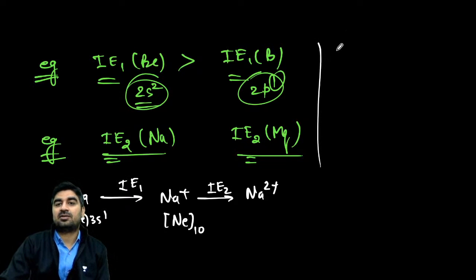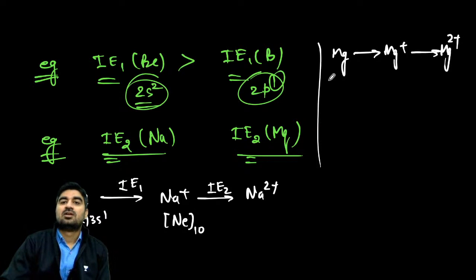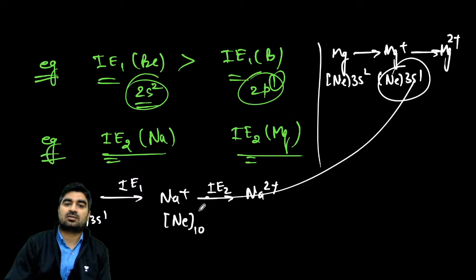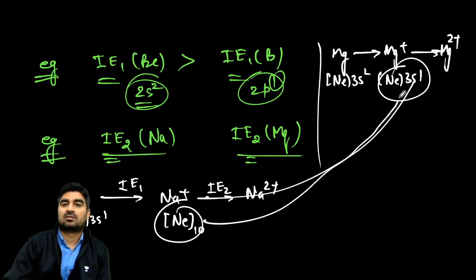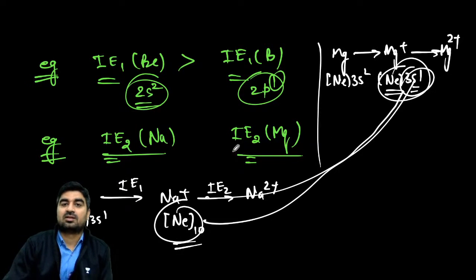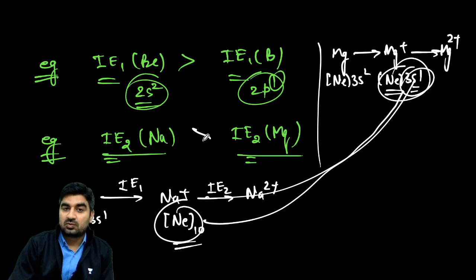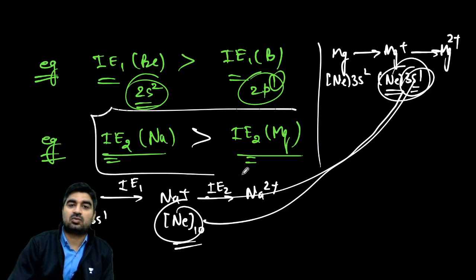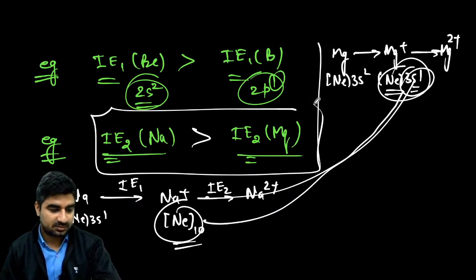Similarly, if I compare it for magnesium, it will be neon 3s2, it will be neon 3s1. So I have to compare this with this. So it is purely neon, it is neon 3s1. So it is easy to remove an electron from here. So I2 of Na will be greater than I2 of magnesium. Got it?